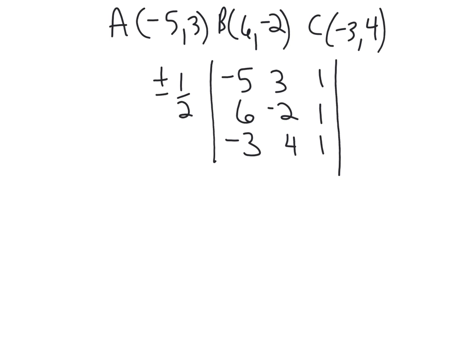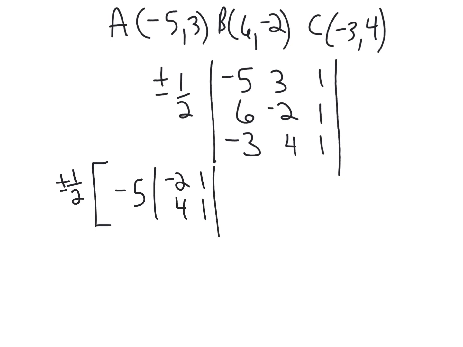At this point then, if you want to, you can put plus or minus 1/2 out in front just so you don't forget about it. So we're going to do -5 times kind of that bottom right corner, the stuff that's not in the same row and column as the -5, so that'd be these over here.